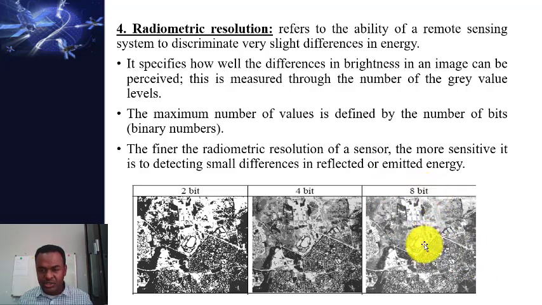The radiometric resolution is how much? It is 2 to the power of 8, about 256 levels of gray level. That means this much brightness value. So the objects that can be identified in 2-bit, 4-bit, 8-bit will differ depending on the radiometric resolution. A satellite imagery with higher bits normally has higher radiometric resolution. Okay.